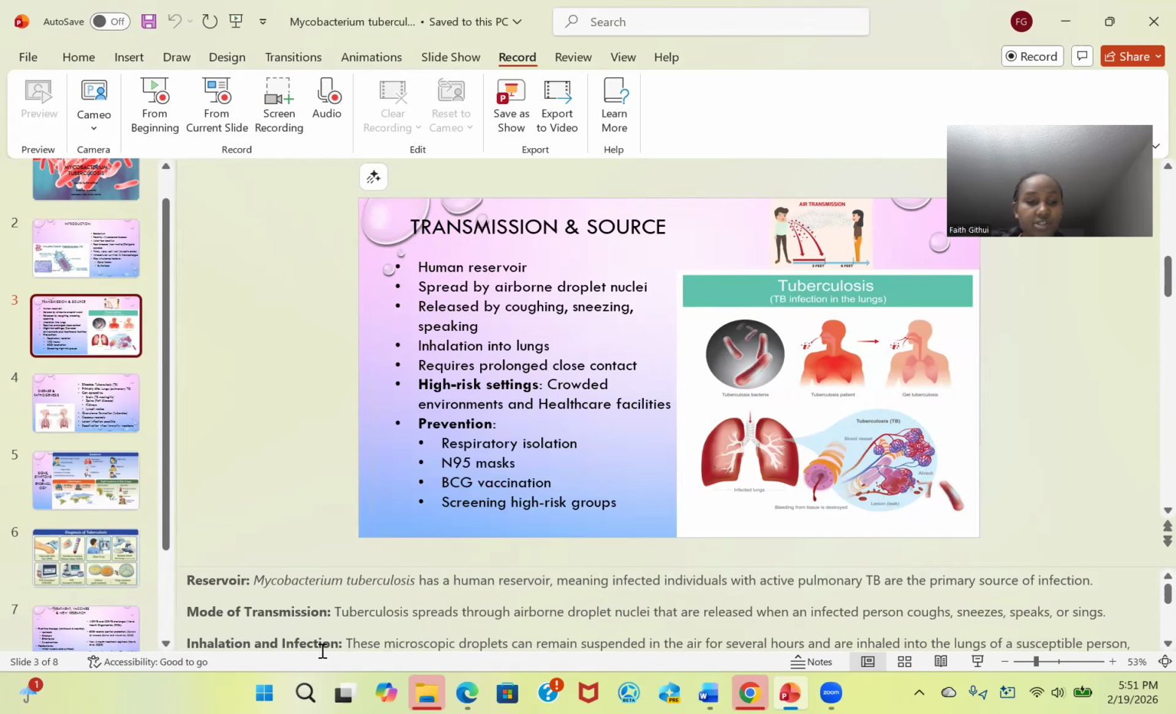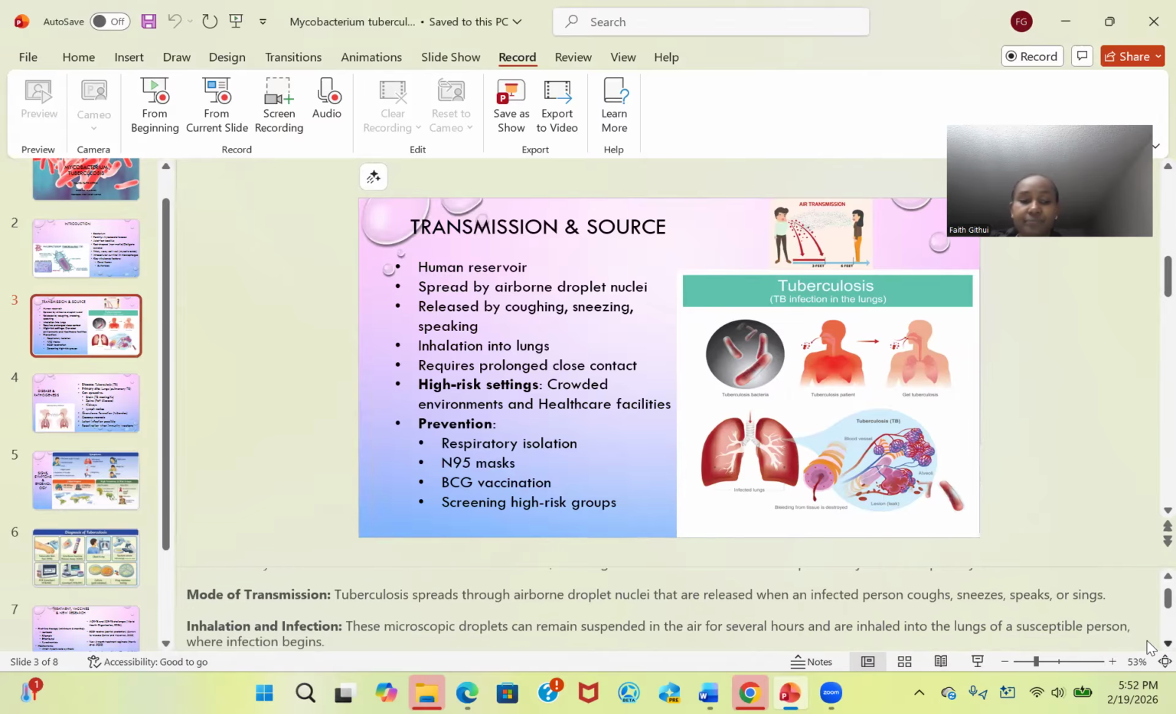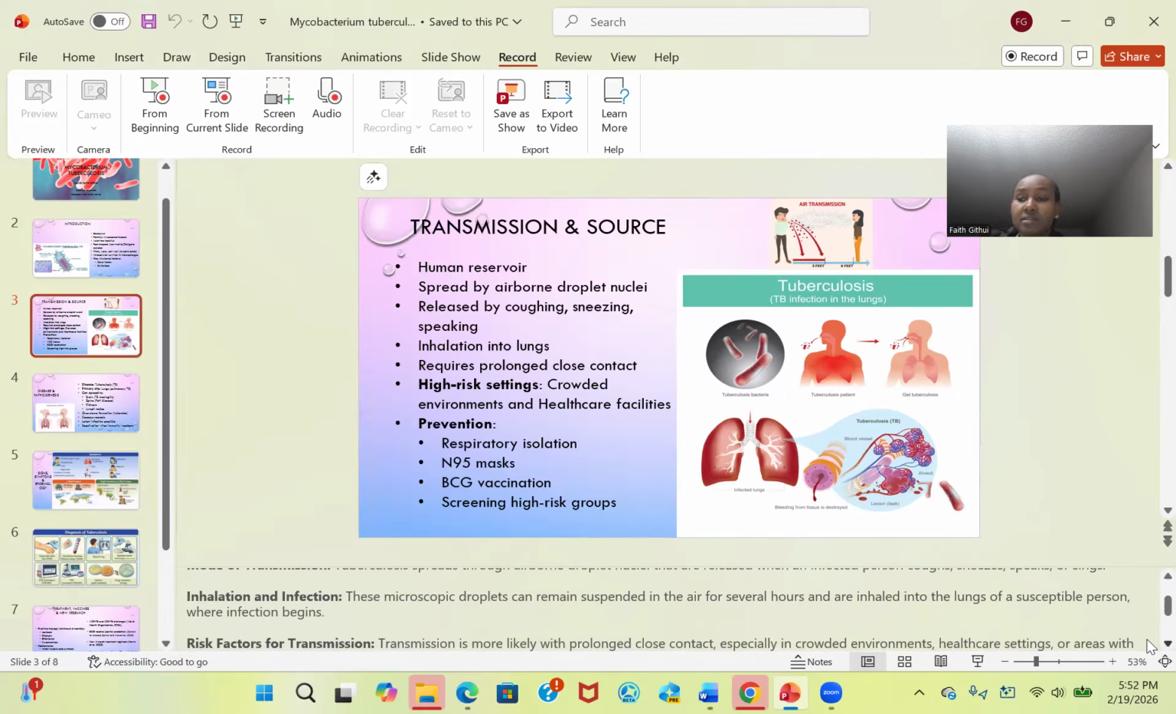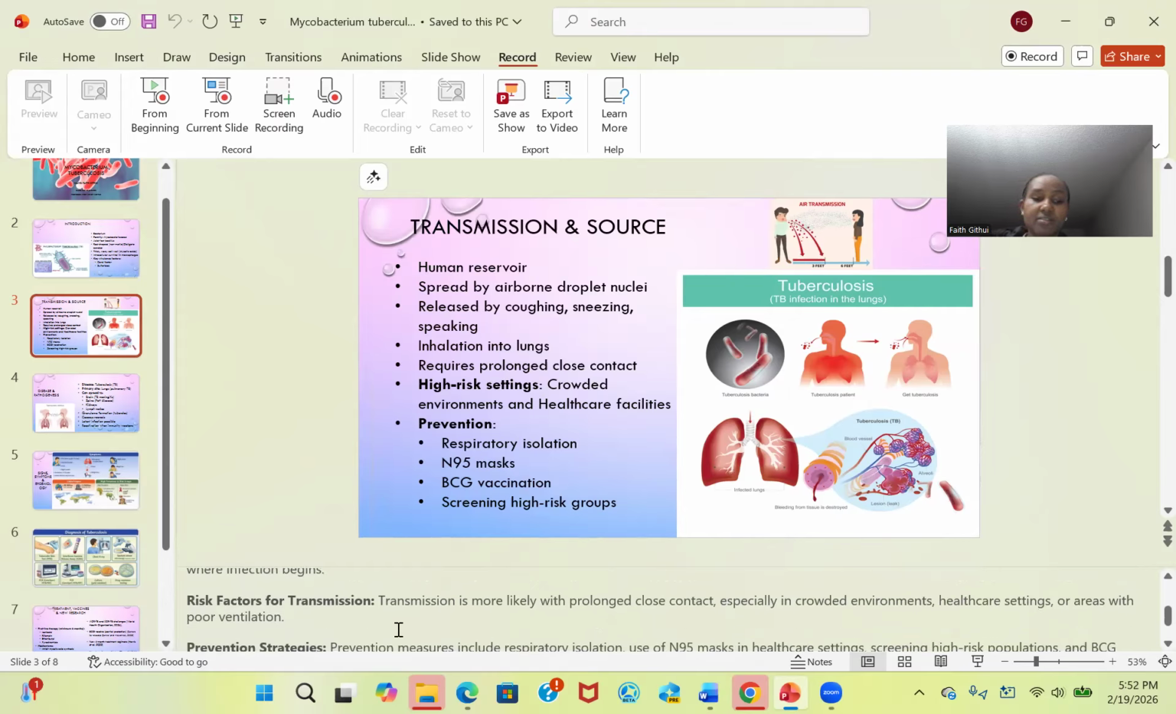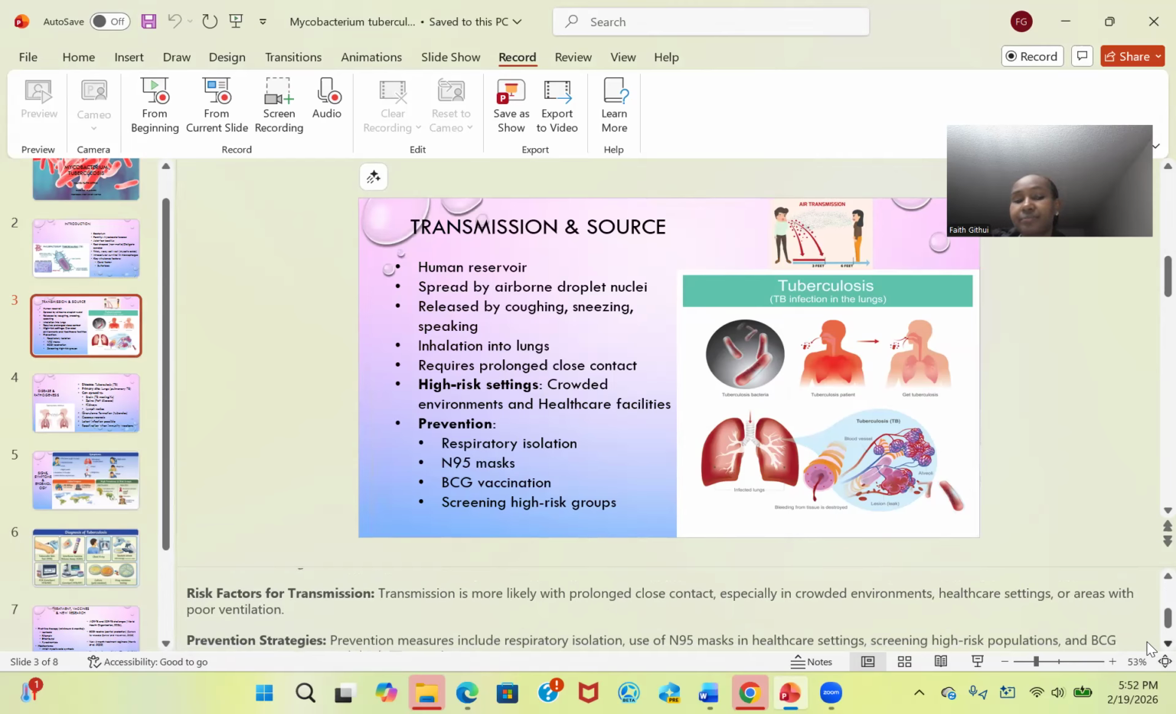Inhalation and infection. These microscopic droplets can remain suspended in the air for several hours and are inhaled into the lungs of a person, and that is where infection starts. Risk factors for transmission. Transmission is more likely with prolonged close contact, especially in crowded environments, and also healthcare settings or areas with poor ventilation.